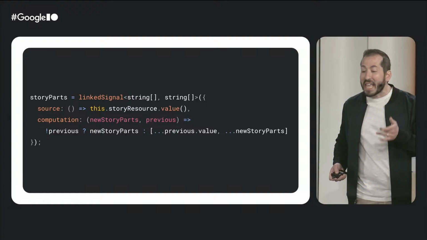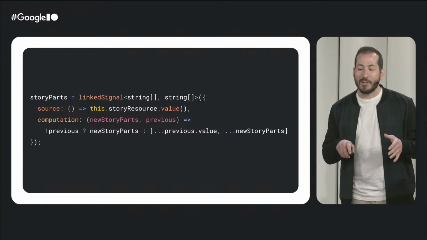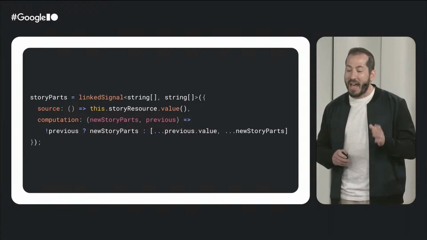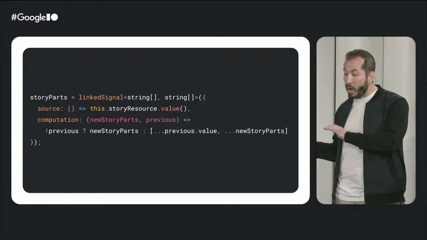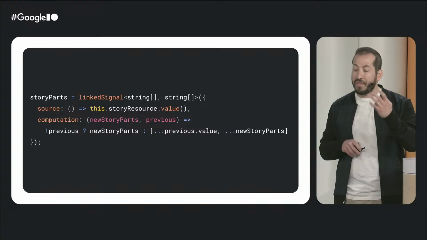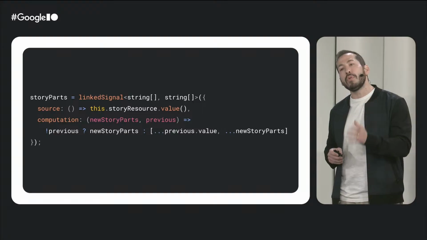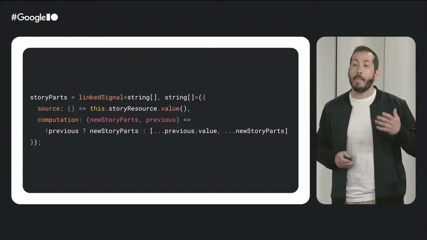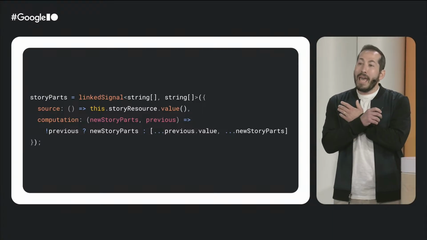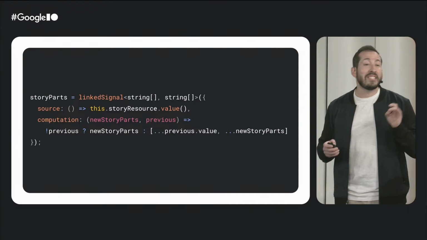And this is where linked signal comes in handy. Using this signature of linked signal, we can reactively update its value to the result of the computation field anytime our source, in this case our story resource value, changes. And the computation field leverages the previous state of our linked signal, appends the most recent values returned from our server, and gives us the full story, all stored in this single linked signal. This simply wouldn't be possible with a standard signal.